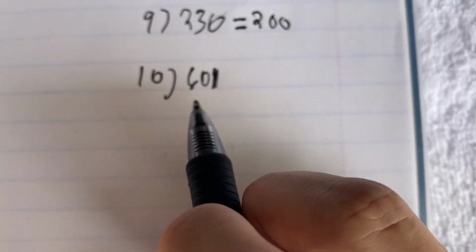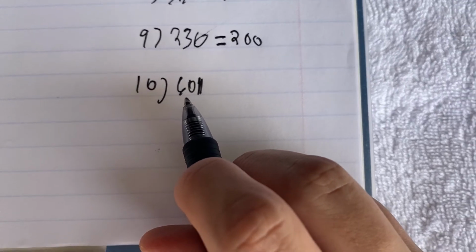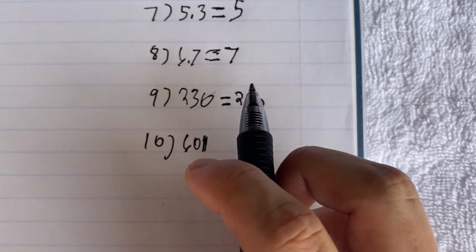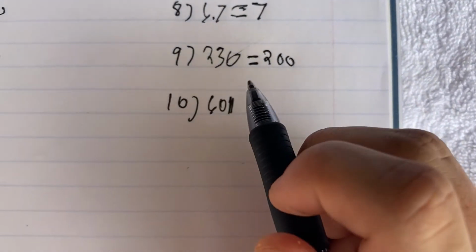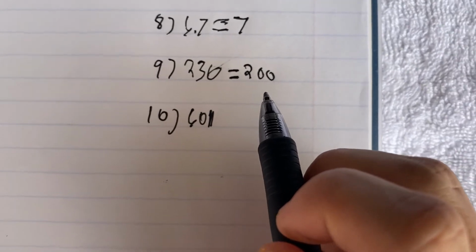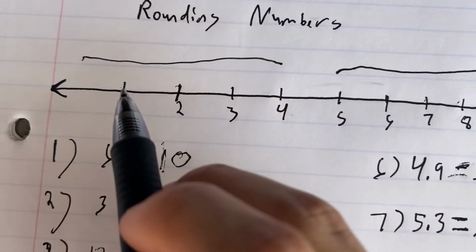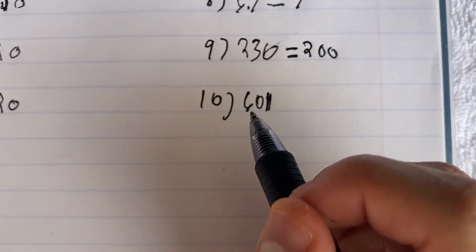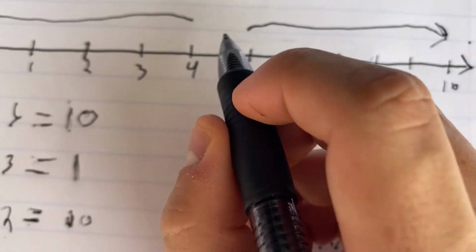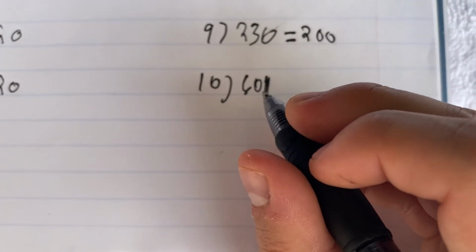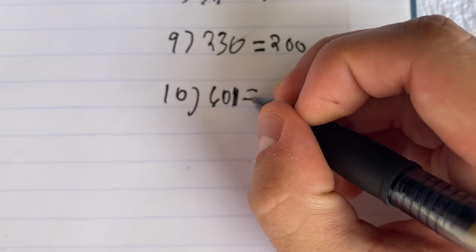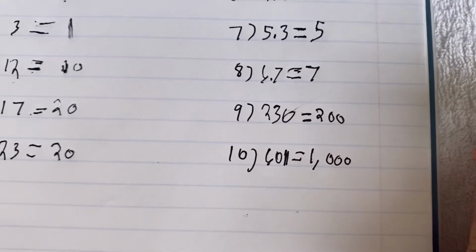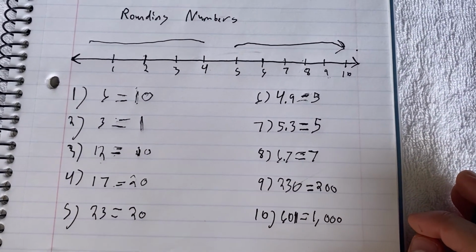Now, this last one, let's be a little bit more complicated. Will 601 go all the way back to 0, or will it go to 1,000? Well, we see 1, which I told you at the last place, you go left. But because it's a higher number than 500, which would be split in the middle, this is considered 1,000. So we're going to put 1,000. And just like that, you have learned rounding numbers.